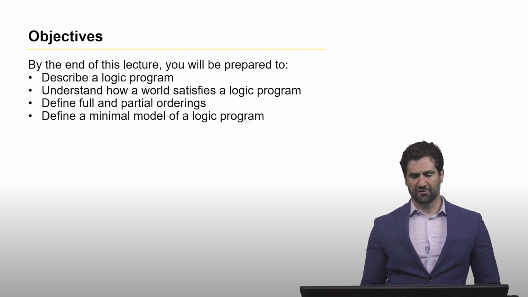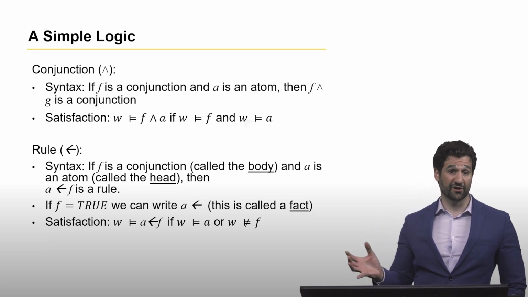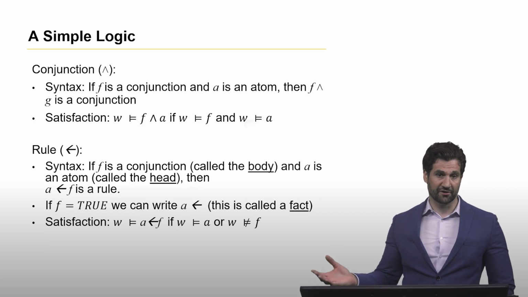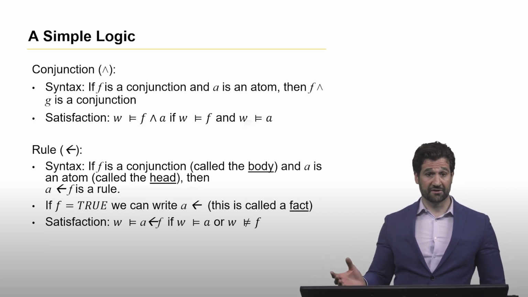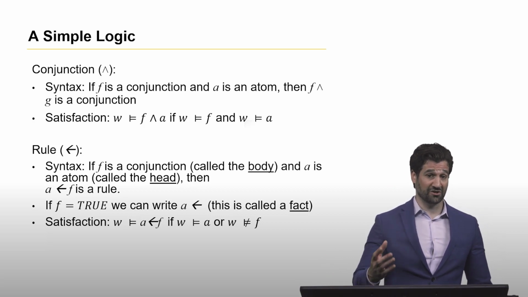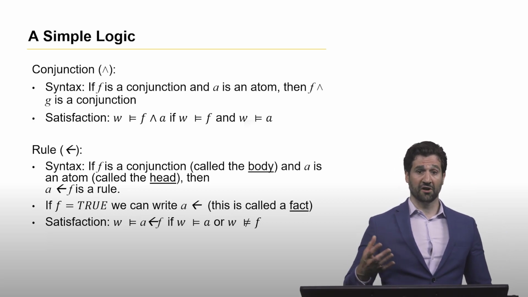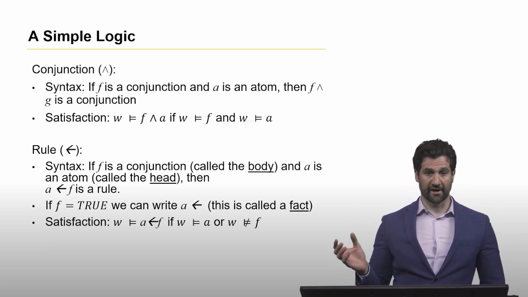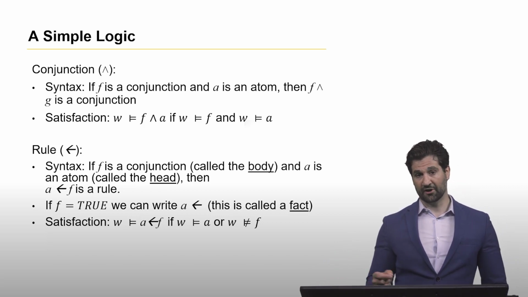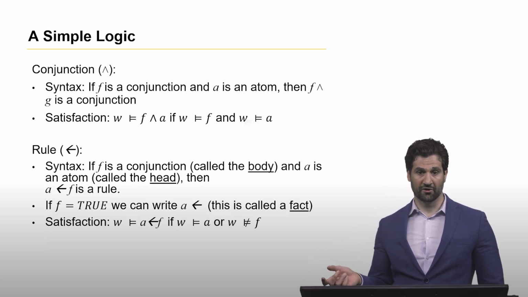In this lecture, we will explore logic programs. Here are our objectives. Okay, so earlier on, we introduced a simple logic, and if you need a little refresher, here you go. The simple logic basically is a propositional logic, and it only has 2 operators. It has conjunction and a rule. And the conjunction is just an and of a bunch of atoms, and a rule has a conjunction in the body and a single atom in the head. And we also have this thing called a fact where the body of the rule is just true.